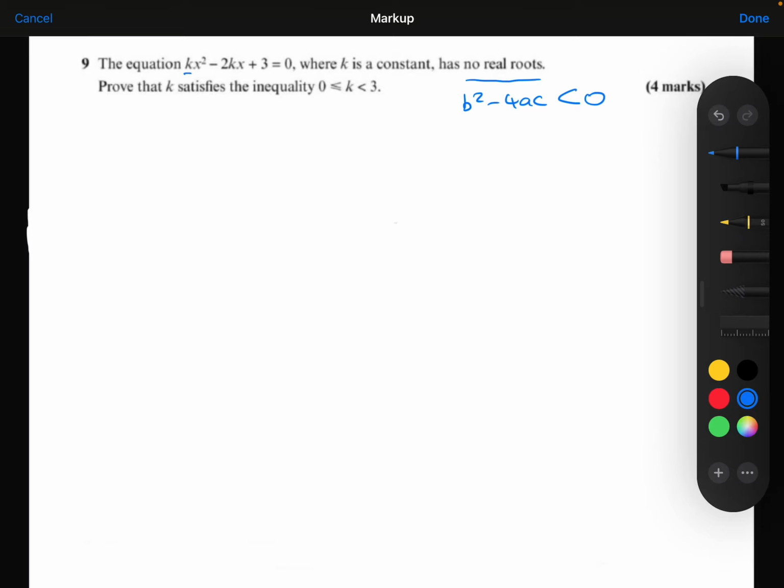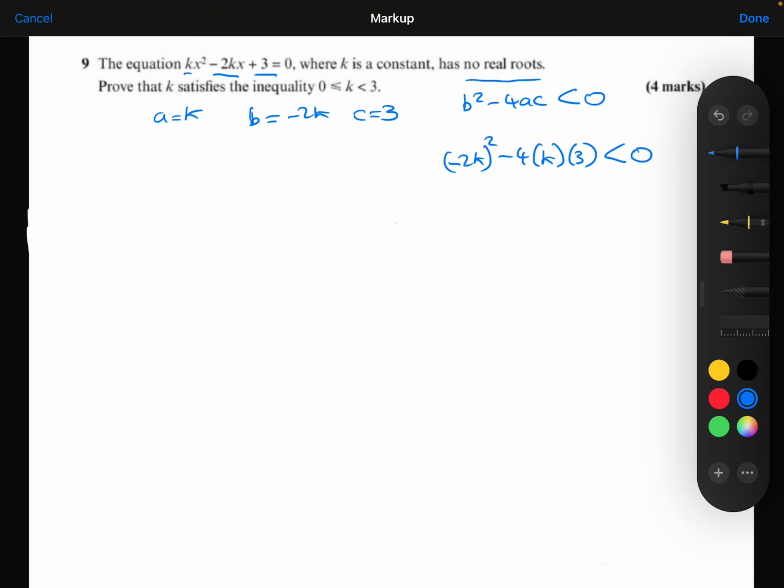We can see that a, in this case, is k. b, in this case, is minus 2k. And the c is 3. So substituting those into the discriminant then, we've got b squared minus 4 times a times c has to be less than 0.